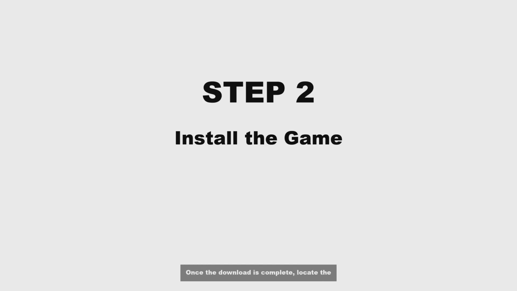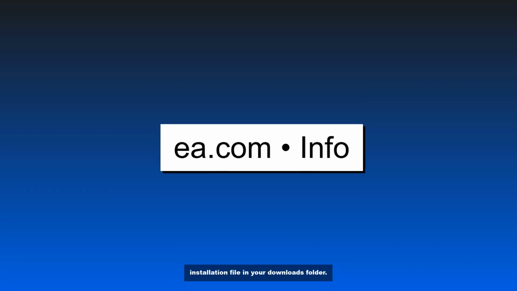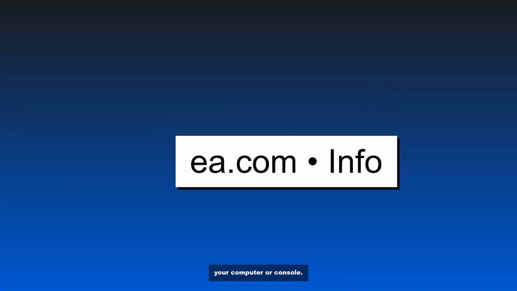Step 2. Install the game. Once the download is complete, locate the installation file in your Downloads folder. Double-click the file and follow the on-screen instructions to install the game on your computer or console.